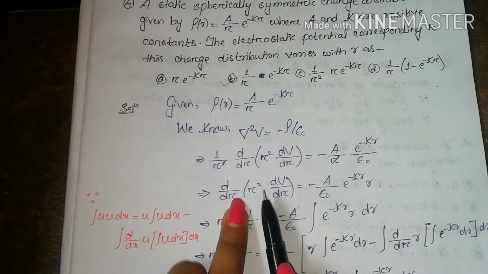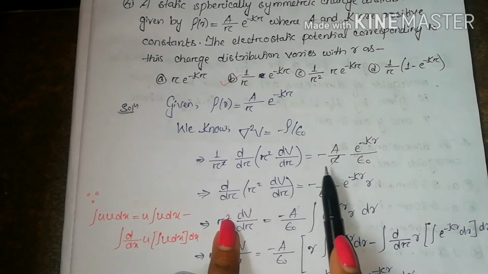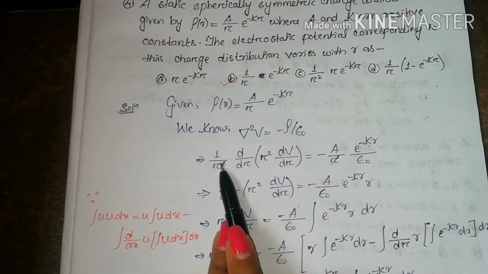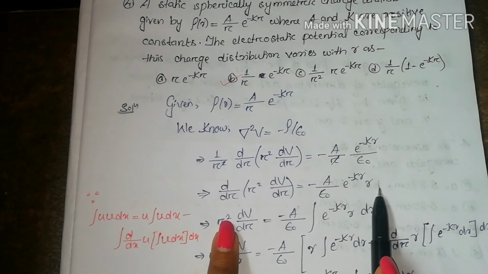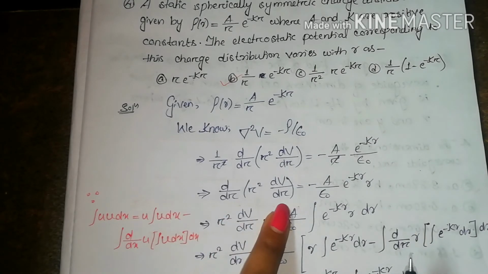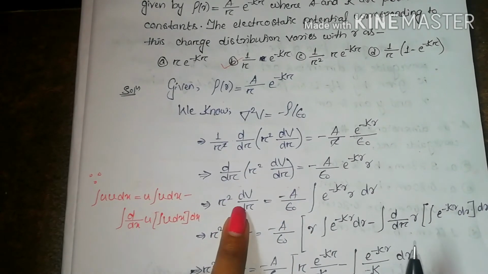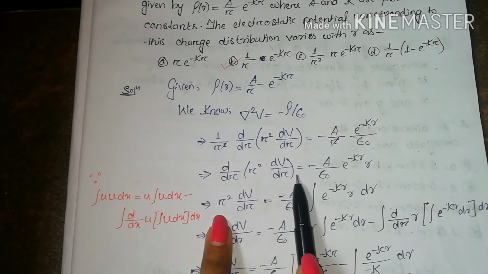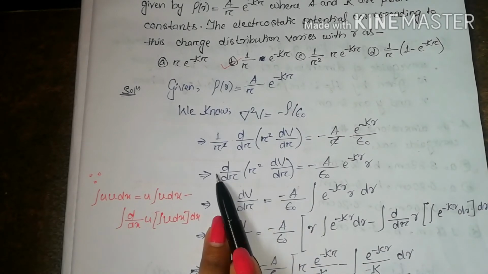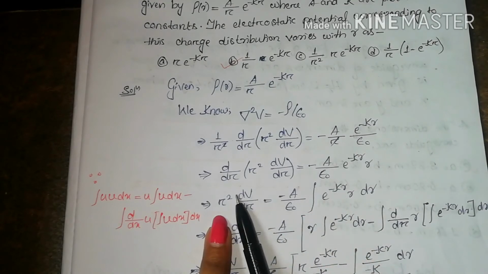This r square and this r will get cancelled, and the remaining r will come to the right-hand side. So on the right-hand side we will have minus a by epsilon naught e to the power minus kr, and d dr of r square dV dr is as it is. Now again, on integrating both the sides, what will we have?